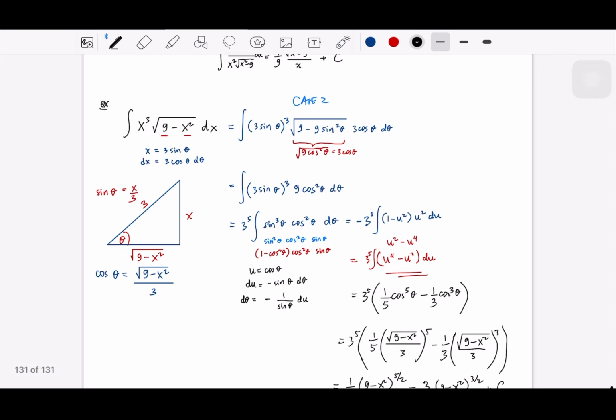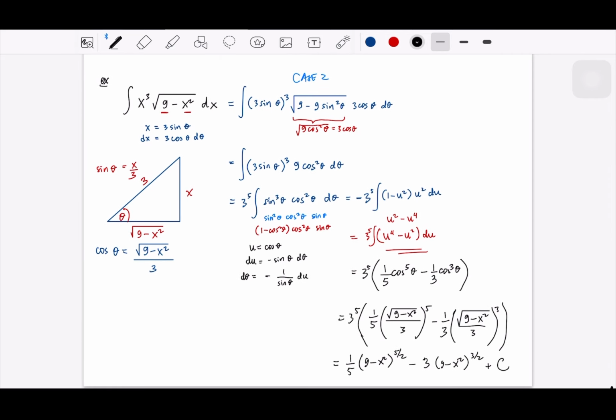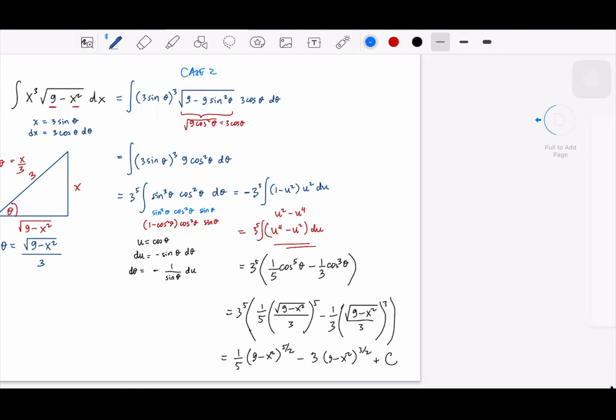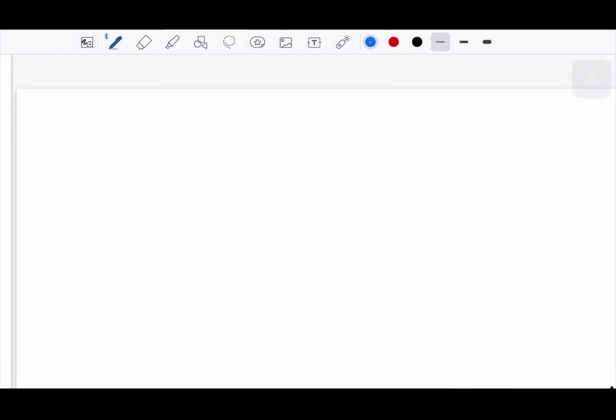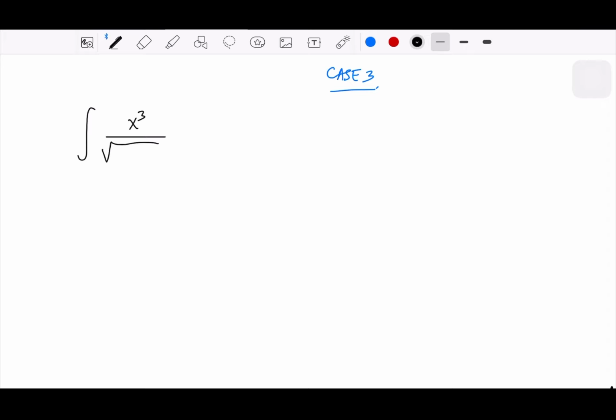I have no problem. Okay, this is the case 2. Okay, case 2. Okay, case 3. We have at least 2 more cases. So case 3 is we have the integral of x squared plus 9 and then dx.